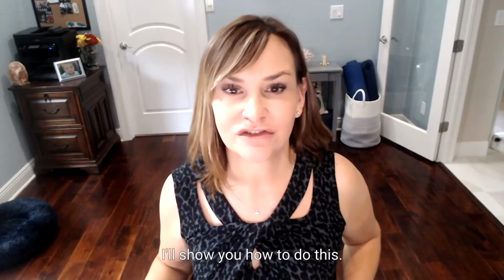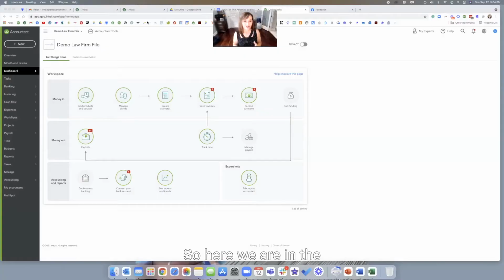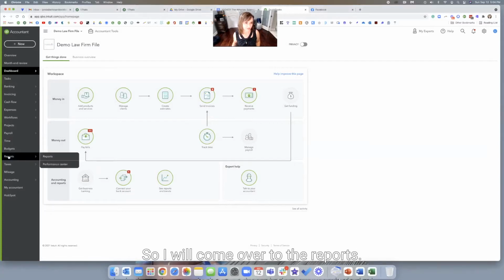Let me share my screen. I'll show you how to do this. So here we are in the QuickBooks demo file. And typically, if this was a client, I always pull financials up first. So I would come over to the reports. I'm going to grab the balance sheet.